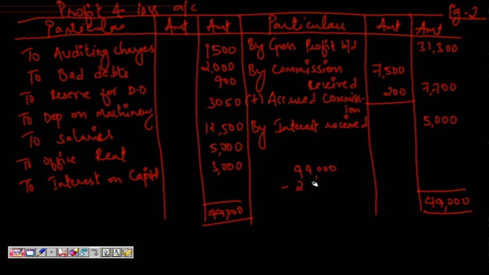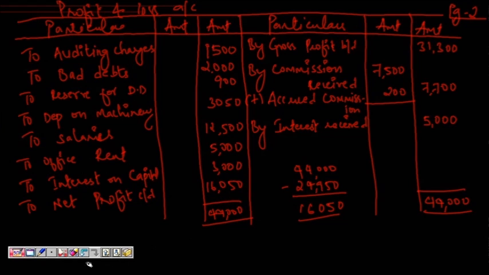Minus 24,950. So it is coming up to 16,050. So right here, net profit. To net profit carried down, 16,050. Okay, after writing that, erase this. Then next, this net profit is now carried down to the balance sheet.